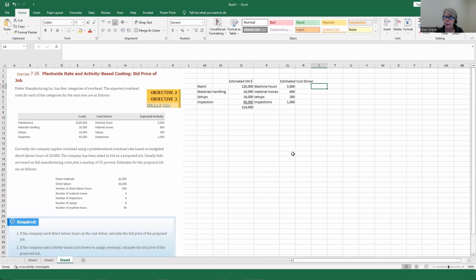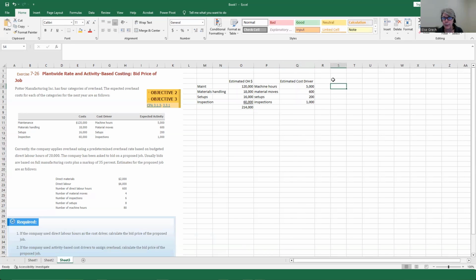So now we can calculate, of course, the activity rate. So here we go, the activity rate. We're going to take the estimated dollar and divide it by the estimated cost per activity. So let me just pull this down. This is all dollars, of course. Let's remind ourselves that this is dollars, and this is per machine hour, per move. This is per setup, and this is per inspection.